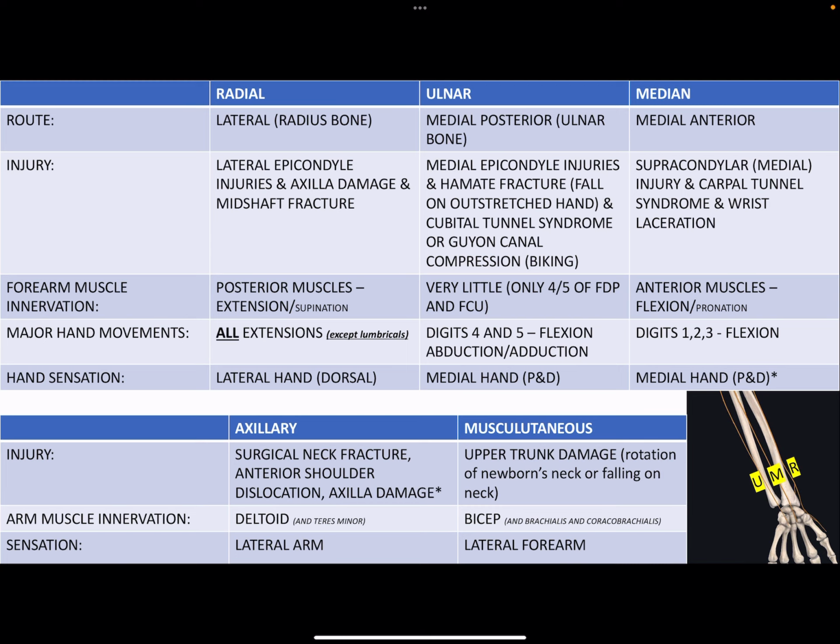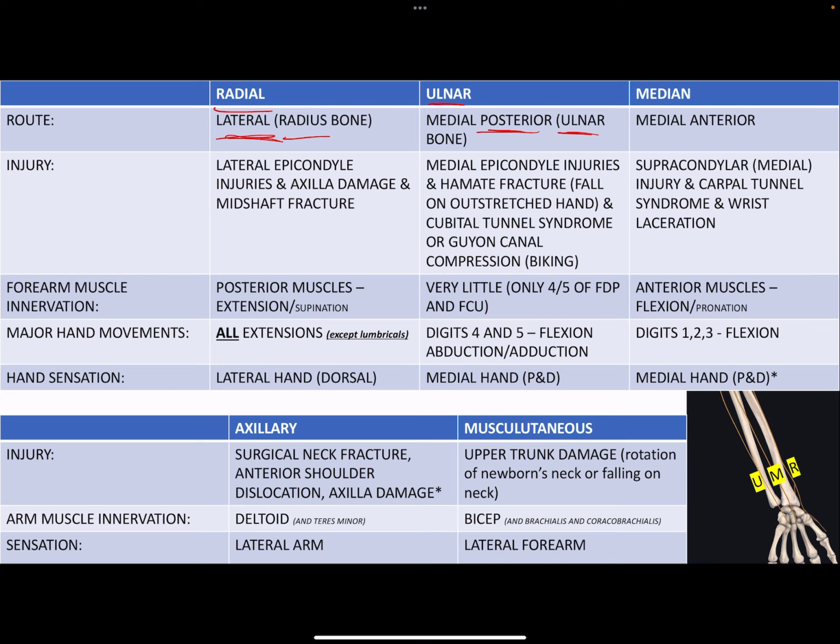Okay, summary time. The radial nerve is on the lateral side of the arm. Technically, it starts on the medial position, but about 2/3 of the way up the humerus, it crosses over. And it's called radial because it moves, at the forearm, with the radius bone. The ulnar is always medial, and it's posterior at the upper arm relative to the median. And at the forearm, it's called ulnar because it goes with the ulna bone. And then the median is medial, a little bit anterior in the upper arm, and then it becomes median. It's kind of in the middle between things as we move into the forearm.